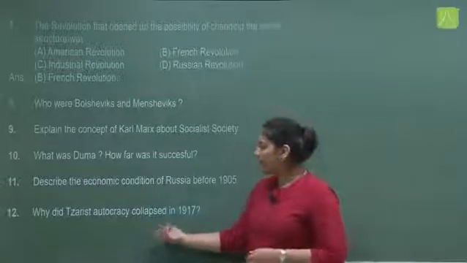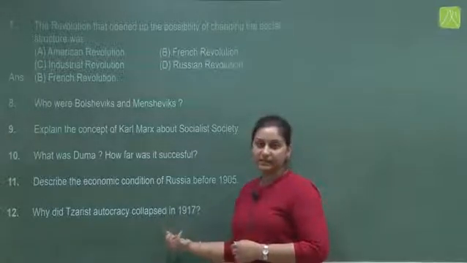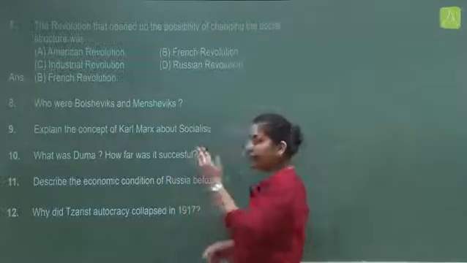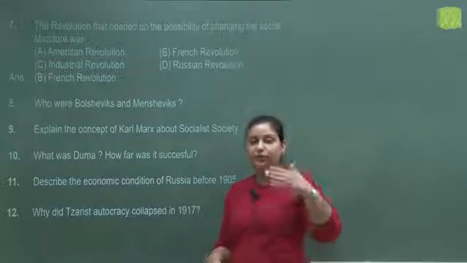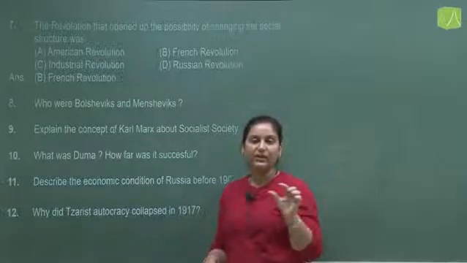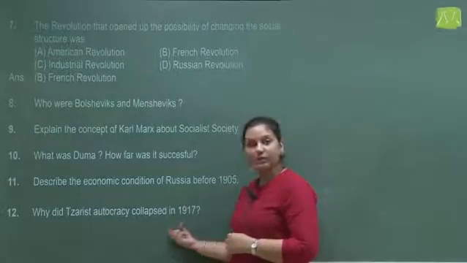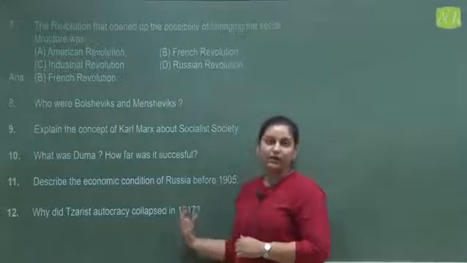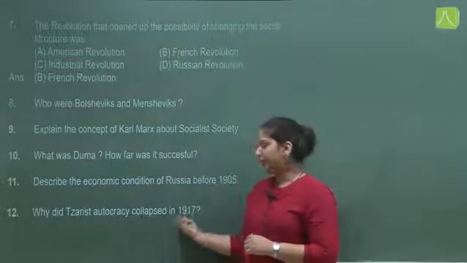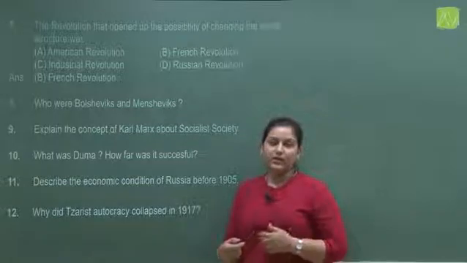Why did the Tsarist autocracy collapse in 1917? Definitely due to the events related to February Revolution. You have to state that February 22, 23, 25, 26, 27, and the collapse of monarchy on 2nd of March 1917, and that is why it collapsed. Next question.